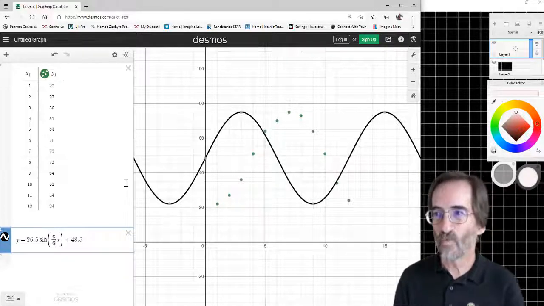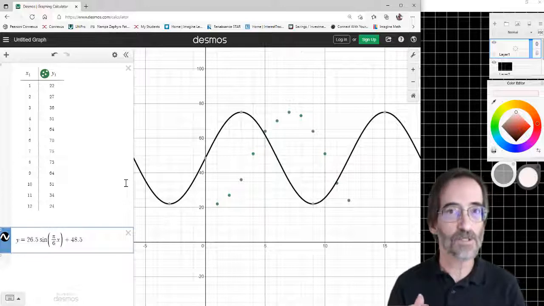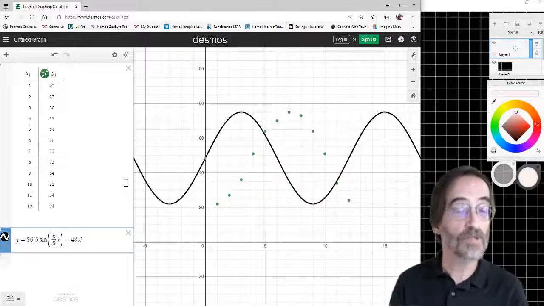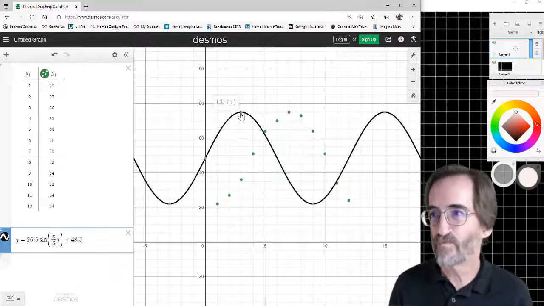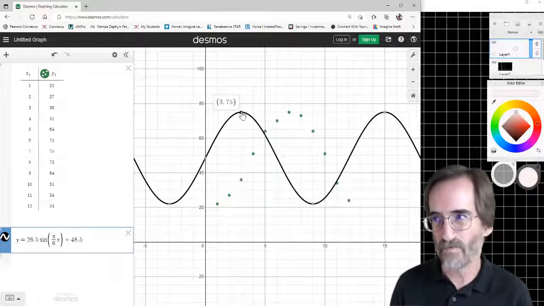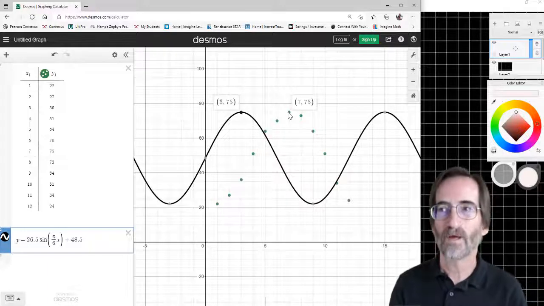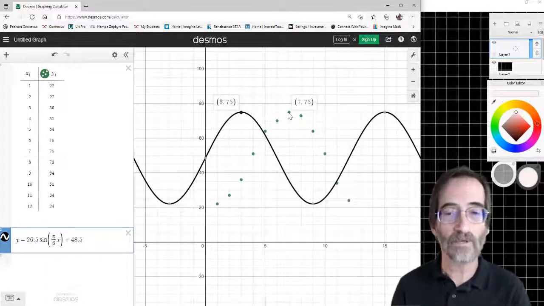So we've got just one more change to make, and that is to phase shift. That is to shift this thing. Probably the shortest way would be to the right. I could shift to the left as well. But I want to note the peak occurs at 3 on my sine function. I need the peak to occur at 7. So I need to shift to the right 4 units.